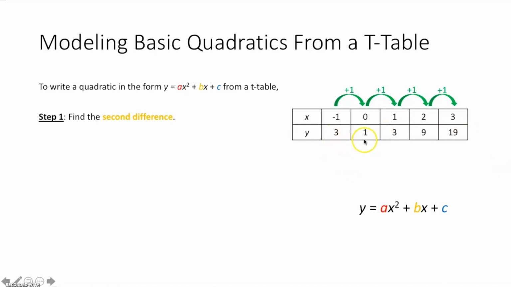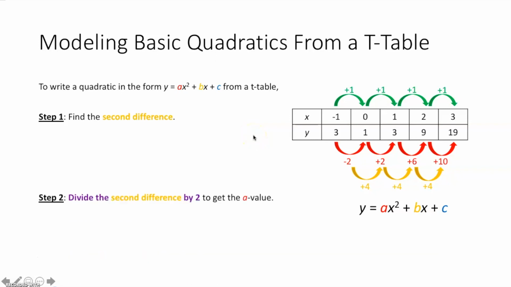So from 3 to 1, you're subtracting 2. From 1 to 3, you're adding 2. From 3 to 9, you're adding 6. And then from 9 to 19, you're adding 10. Now let's check the second difference. So from -2 to 2, we're adding 4. From 2 to 6, we're adding 4. And then from 6 to 10, we're also adding 4. Okay, so there is a constant second difference, meaning that this is a quadratic function.